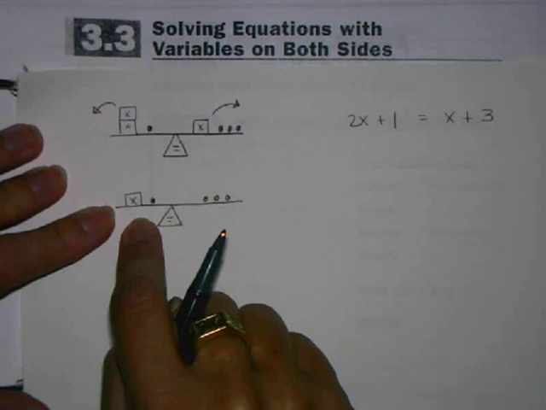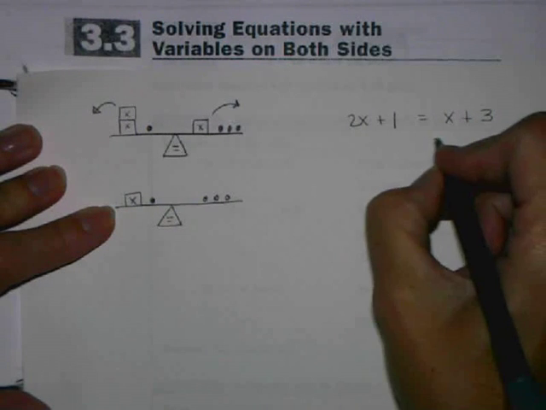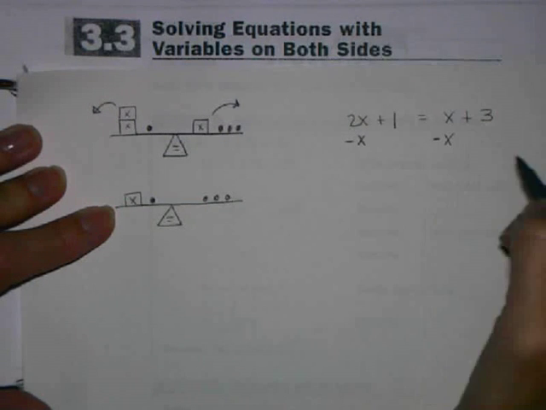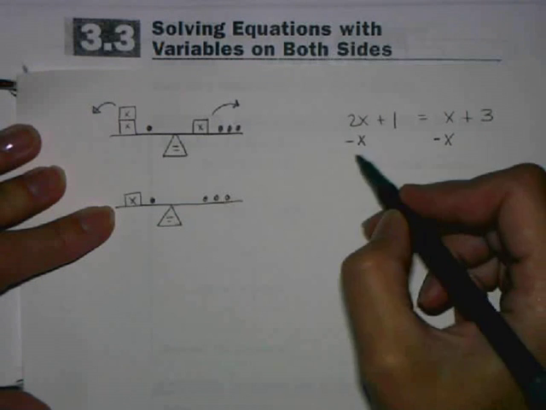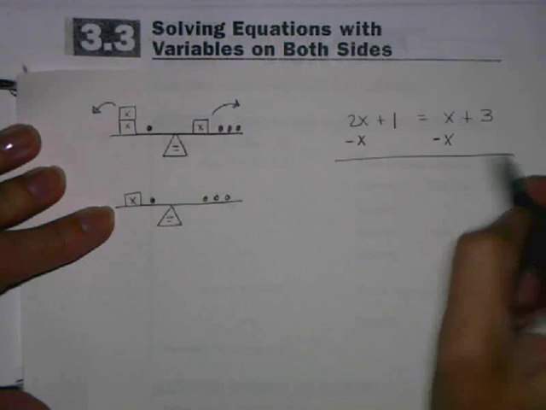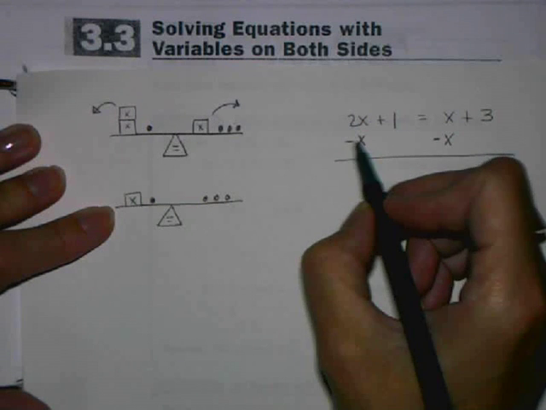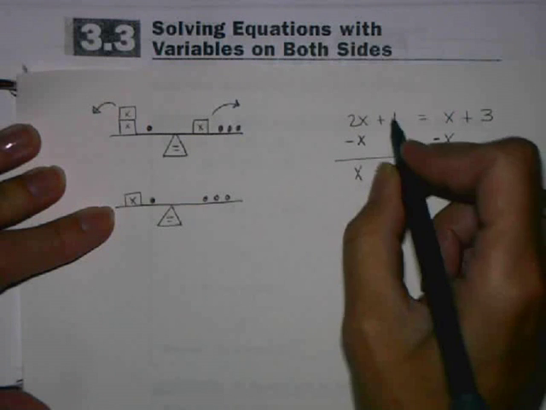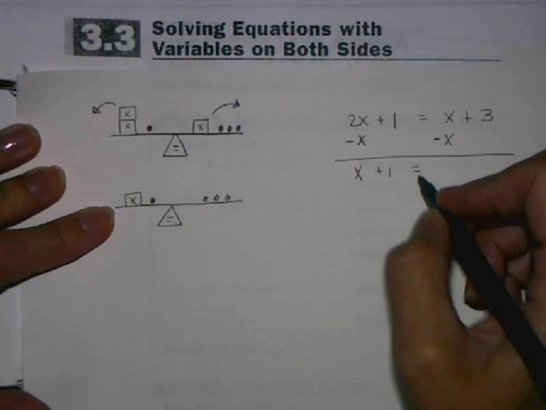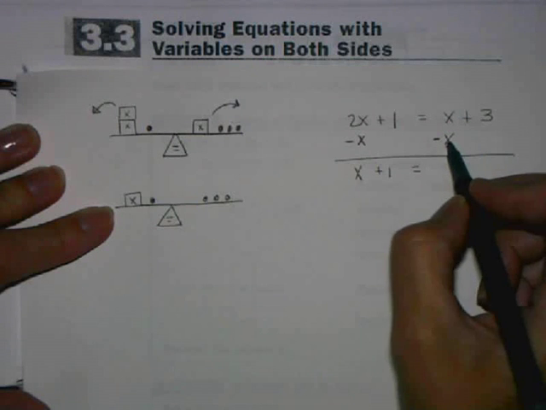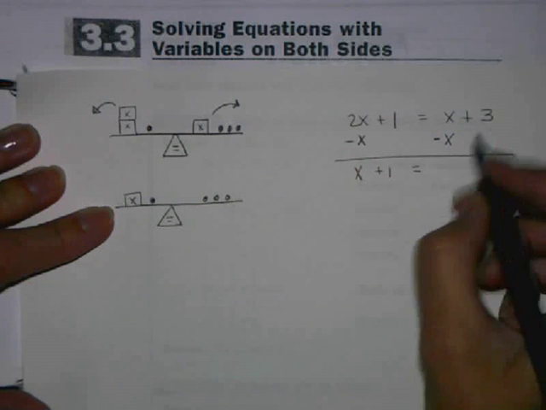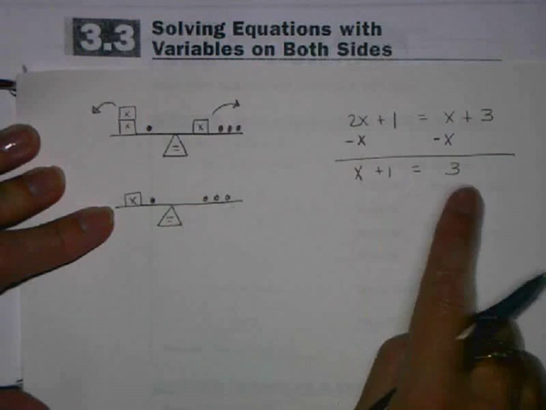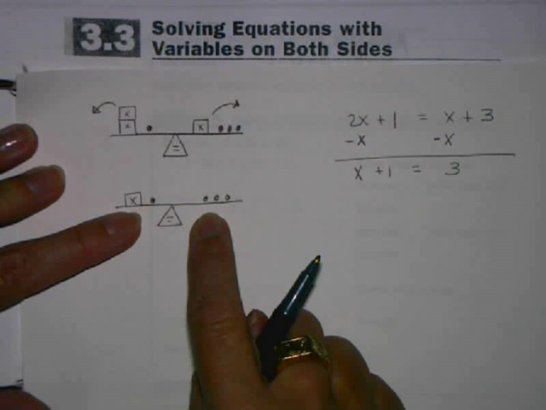What does this look like when we're doing the math on paper? Well, we subtracted an x from the left-hand side, and we subtracted an x from the right-hand side. We had 2 x's before. We took one of those x's away, so we're left with a single x, still plus 1, because we didn't change that, equals or balances out. Well, we had an x and we took away an x, so there's no more x's. All that's left is positive 3. So now we have x plus 1 equals 3, and that matches our balanced scale model.